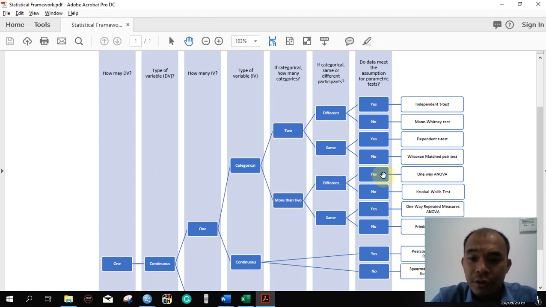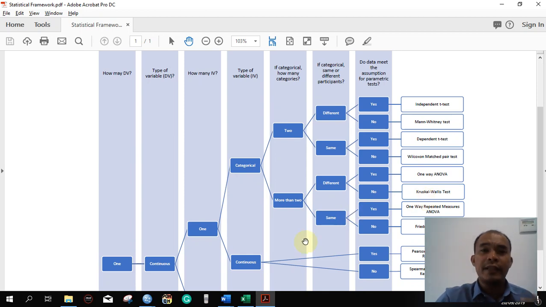So, this is now the very important part. We will now test the assumption for parametric test. If the assumption is met, we're going to use the one-way ANOVA. If the assumption for the normality and homogeneity of variances will not be satisfied, we're going to use the Kruskal-Wallis. Okay? So let's start.